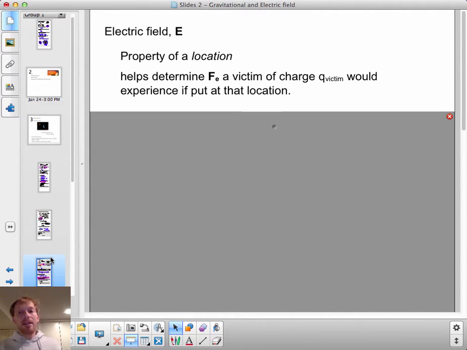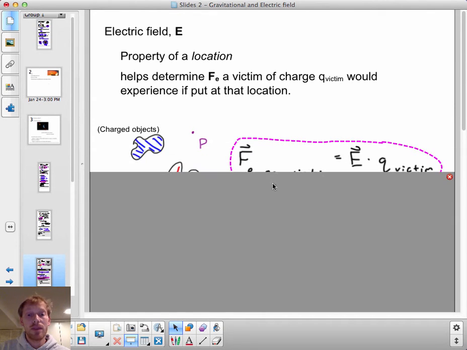Cool. Now I'd like to talk to you about electric field. Electric field, very similar to gravitational field. It is a property of a location in space, not a property of an object, not a property of a distribution of charges or anything like that. It's a property of a location, a spot in space. And it helps us determine the amount of electric force a victim of a particular charge would experience if a victim were brought to that location.